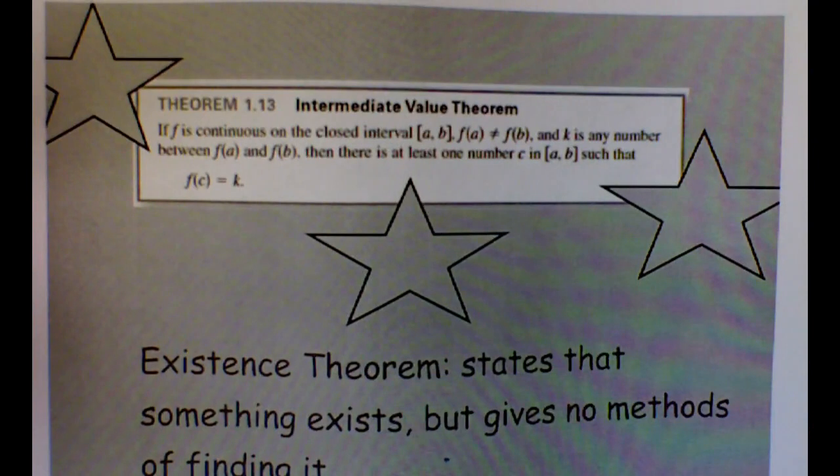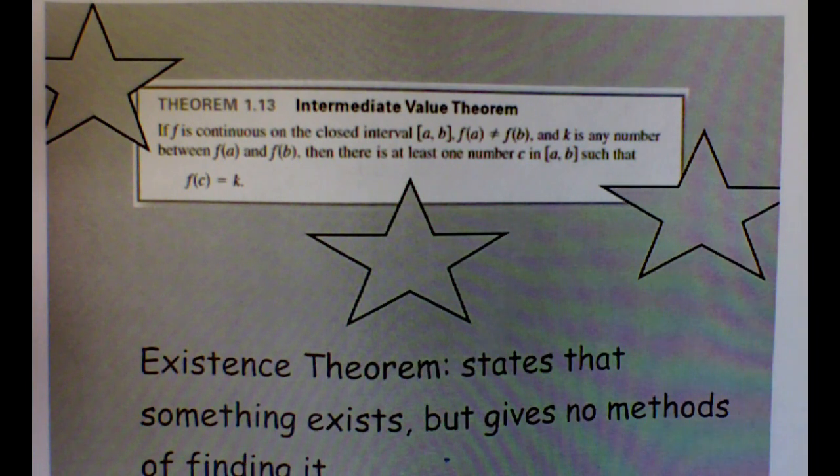And now a very important theorem, the reason that it has stars by it, the intermediate value theorem. We'll be doing a lot with this one as we go forward too. But if f is continuous on the closed interval a to b, f of a is not equal to f of b, and k is any number between f of a and f of b, then there's at least one number c in the interval a to b such that f of c equals k.